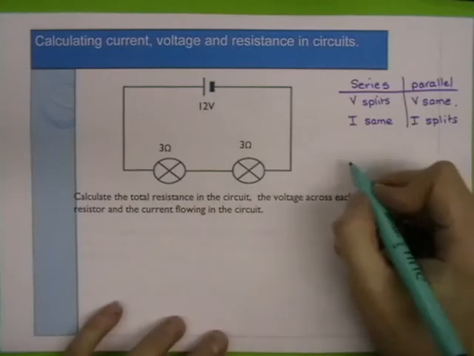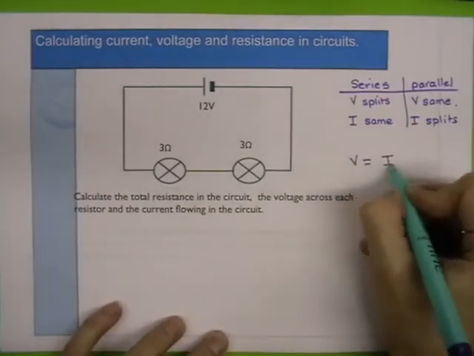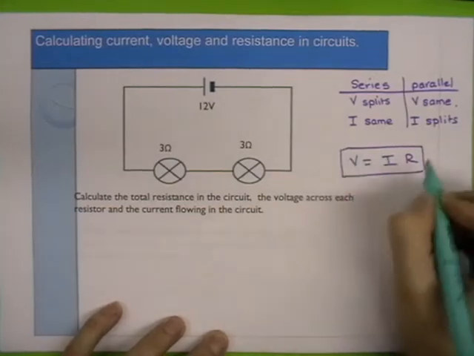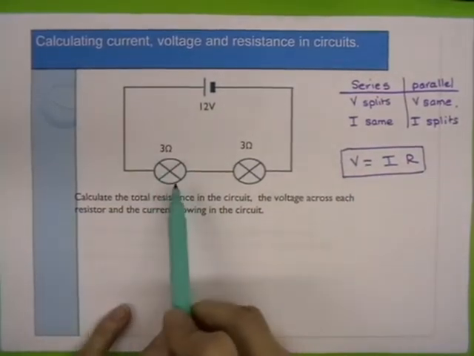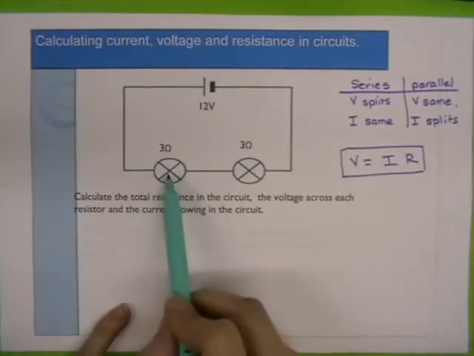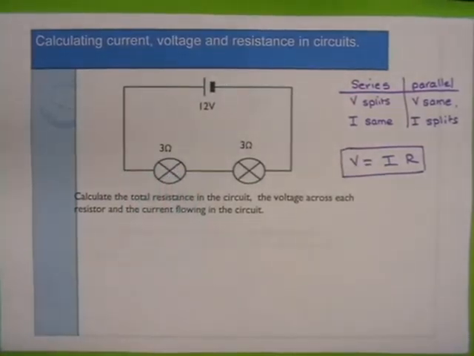The other thing that's very, very useful to you is Ohm's law. And you can use Ohm's law for your entire circuit, or you can use it at individual bits of your circuit, provided you know the resistance of it and possibly the current flowing through it or the voltage across it.